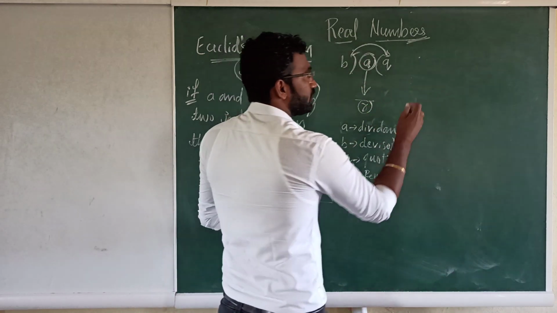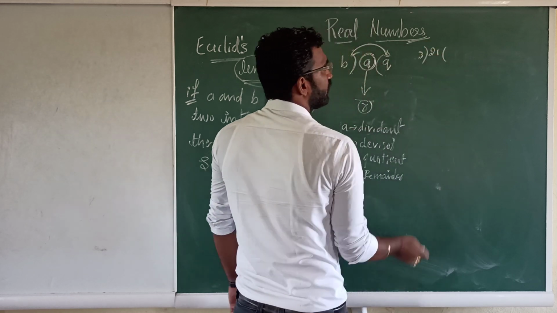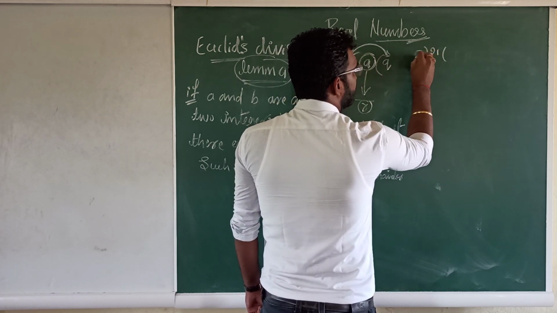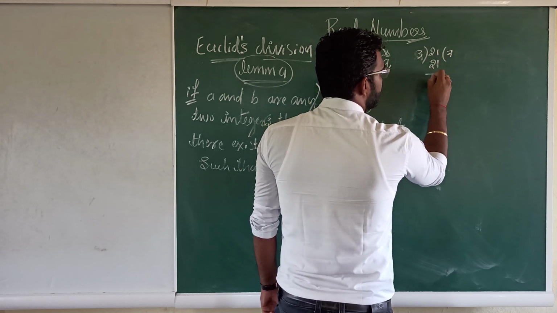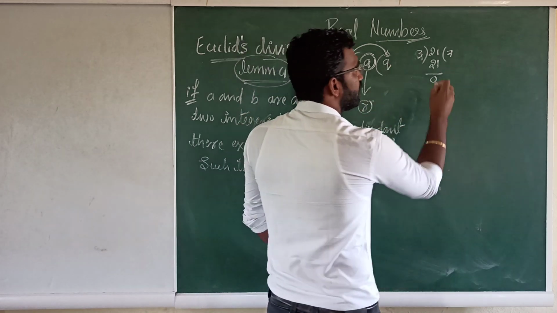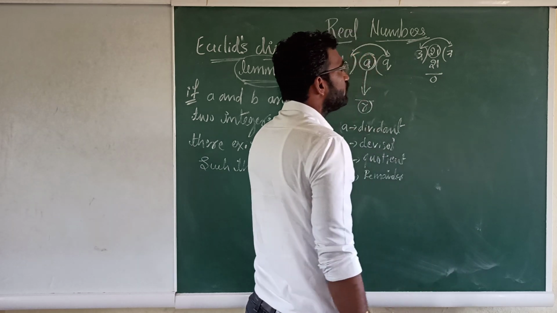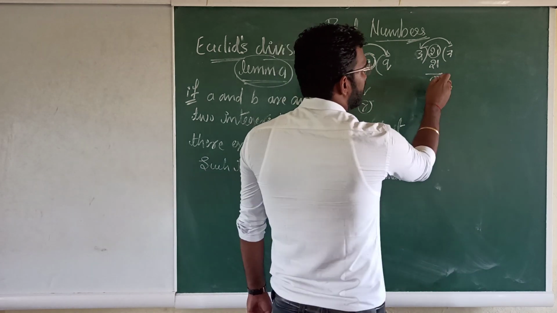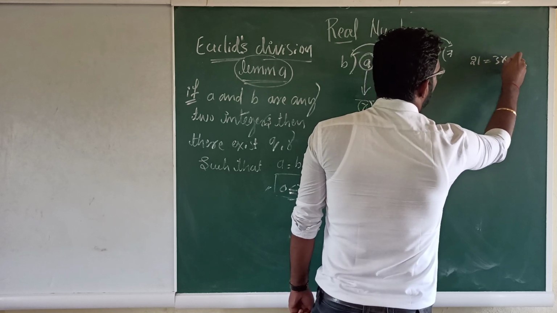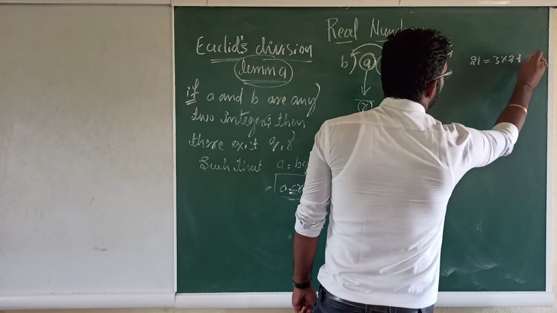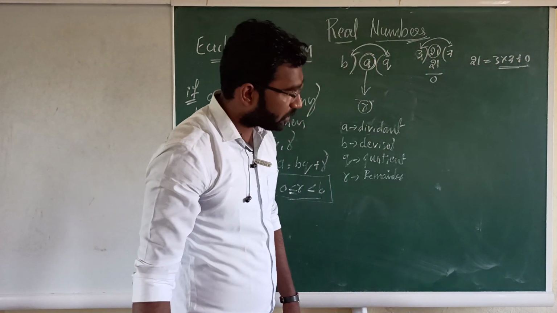What it exactly says. If I divide 21 by 3, you are going to get 3 sevens are 21. So the remainder is how much? 0. Then how are we going to write it? 21 equals 3 into 7. So the remainder is equal to 0. How are we going to write it? 21 is equal to 3 into 7 plus 0.